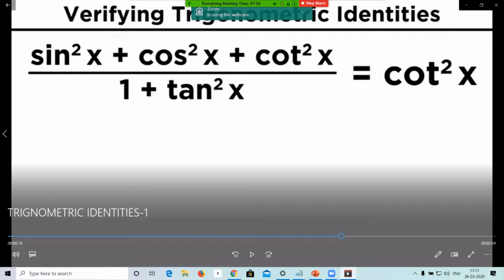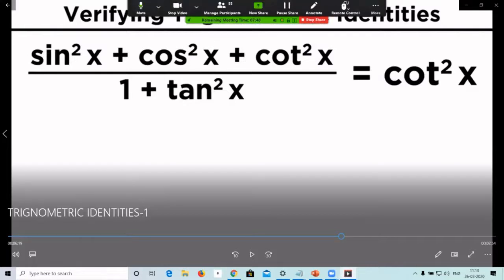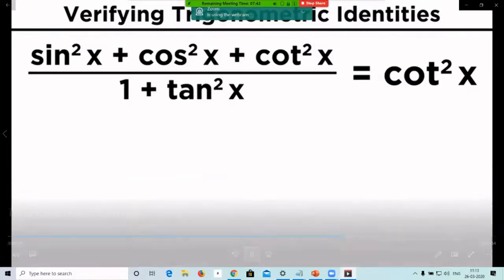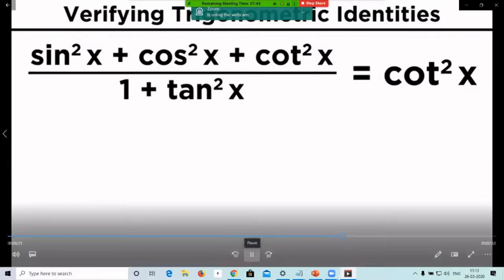This is sin square x plus cos square x plus cot square x, the whole divided by 1 plus tan square x. So we have to prove that the whole of the LHS is equal to cot square x. So here we go. Sine squared plus cosine squared plus cotangent squared all over 1 plus tangent squared equals cotangent squared.